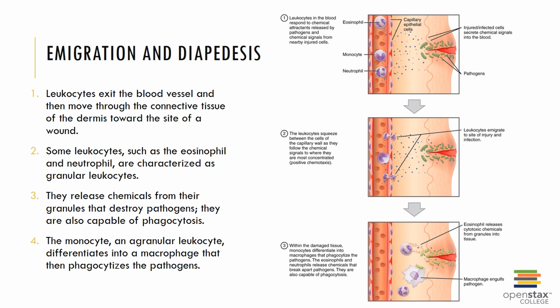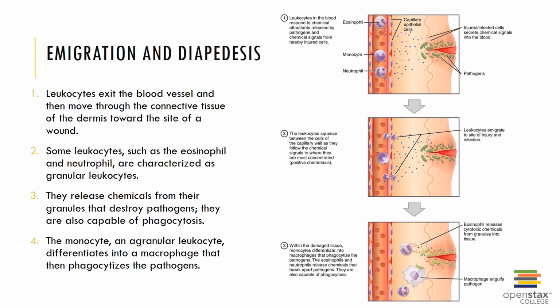Here you can see how white blood cells can leave circulation and move about via emigration. They can exit the blood vessels and move through the connective tissue, going towards the site of injury. Leukocytes like eosinophils and neutrophils, which we will examine next, have granules, and they can release chemicals from their granules that will ultimately destroy pathogens and are also capable of the process of phagocytosis.